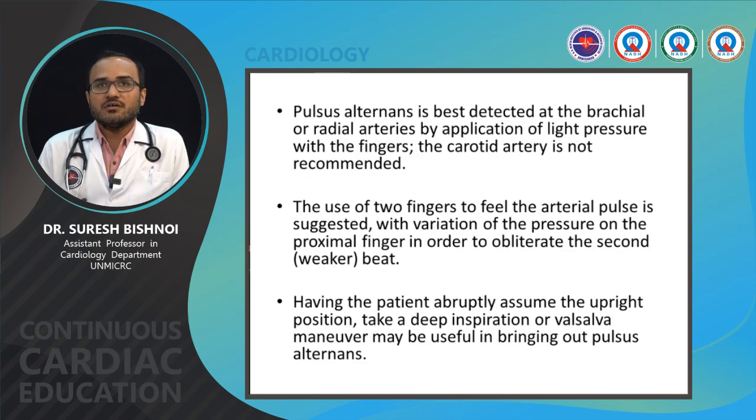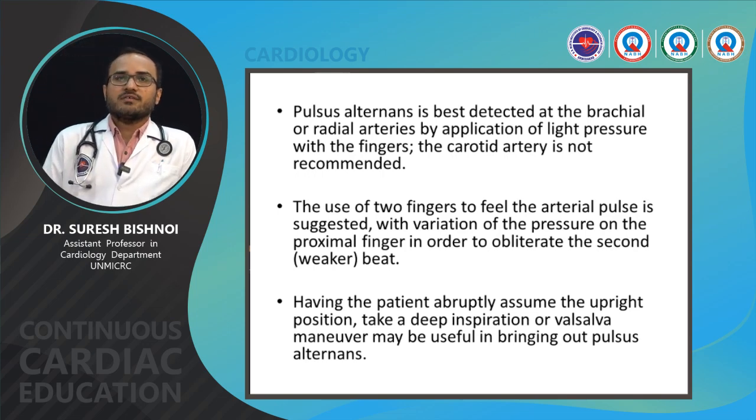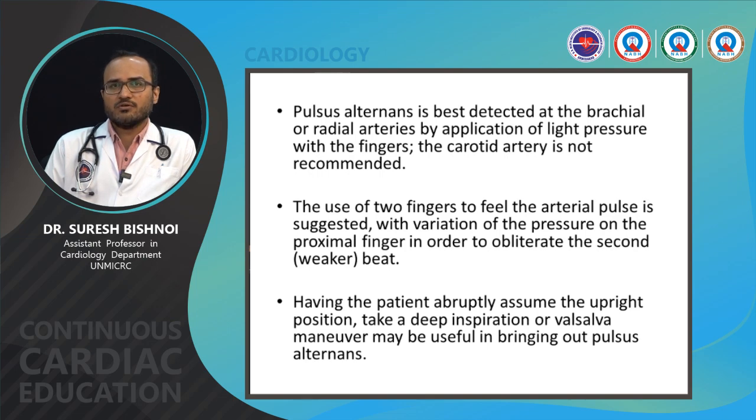So how to examine, and why does this occur? During examination, it's best detected in the peripheral pulses like brachial arteries and radial arteries by application of very light pressure. If you apply a very strong pressure, then you may not palpate these arteries. Carotid arteries are typically not recommended for palpation. There are 2 different methods. You can use a sphygmomanometer, or you can feel by the 2-finger method.